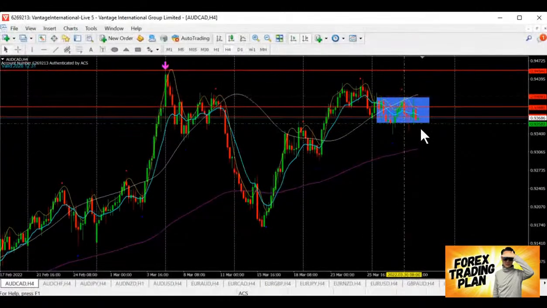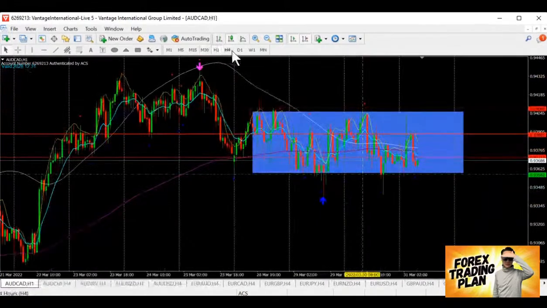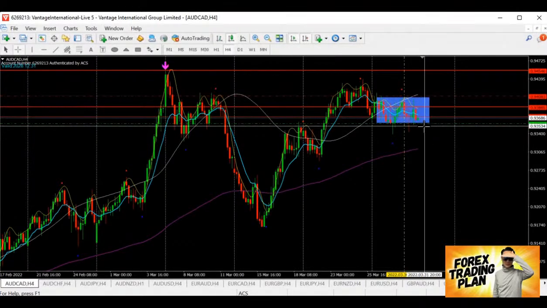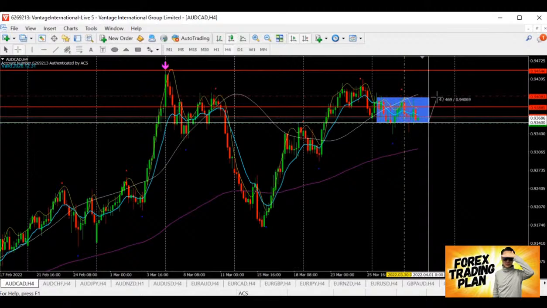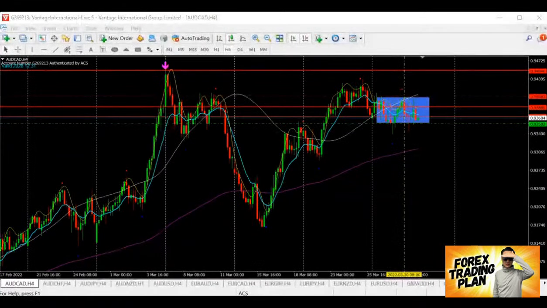So Aussie Cat is pretty near, but we must break this support before we can start trading. From here to here, this is all the transition area. So I'm going to put this into my watch list.